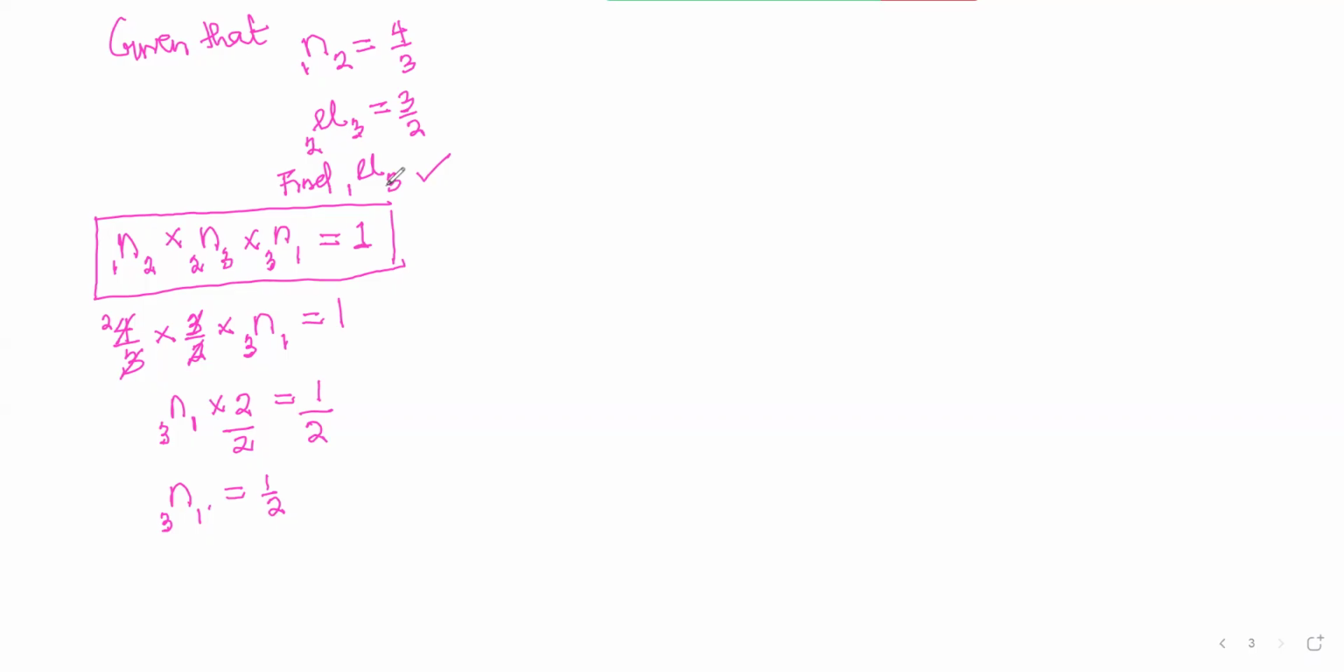Find the refractive index of water with respect to air. Refractive index of glass with respect to water is 9 over 8. And the refractive index of glass with respect to air is 3 over 2. Find the refractive index of water with respect to air. Start work.